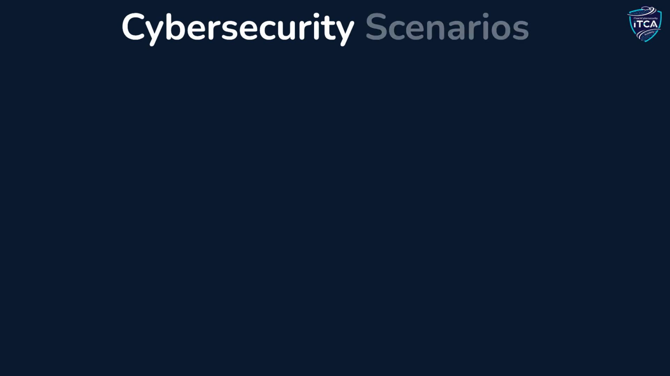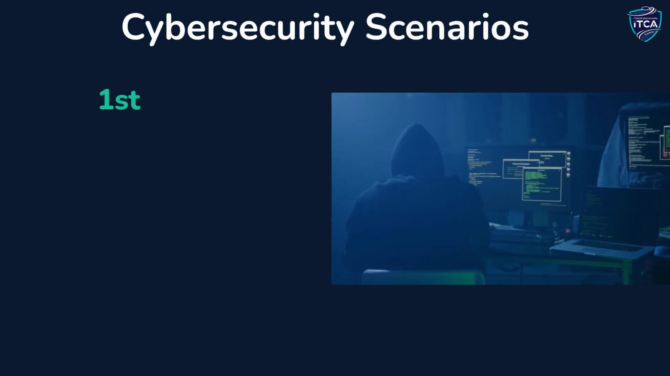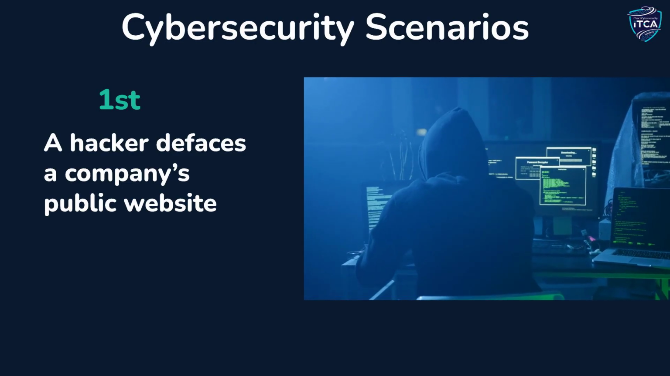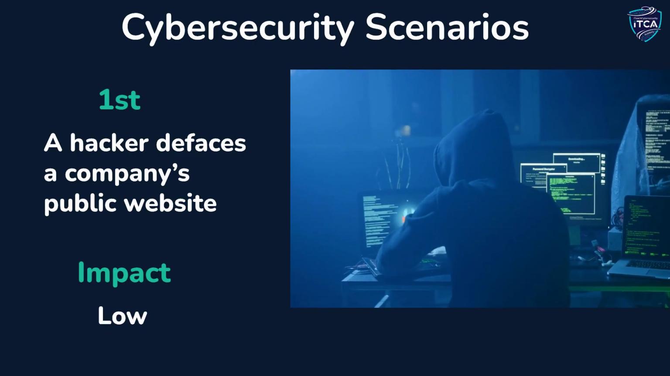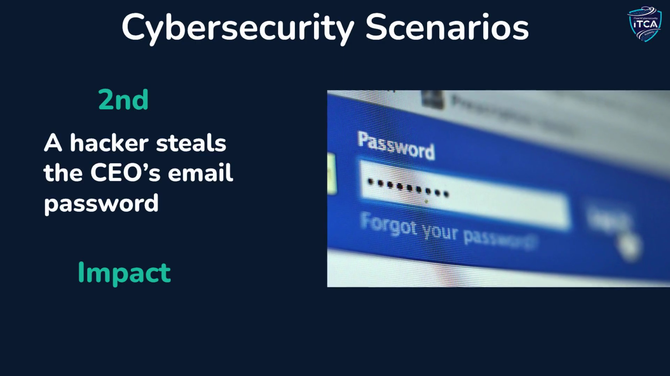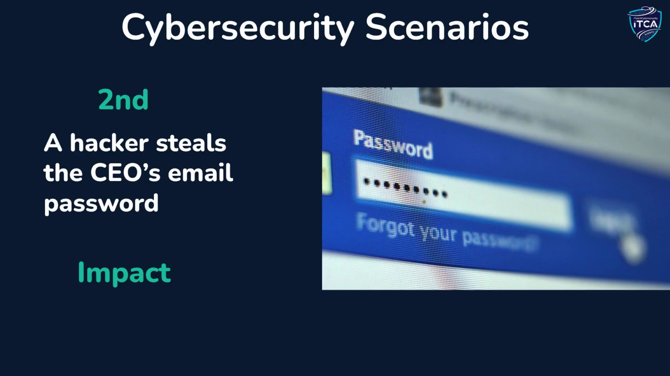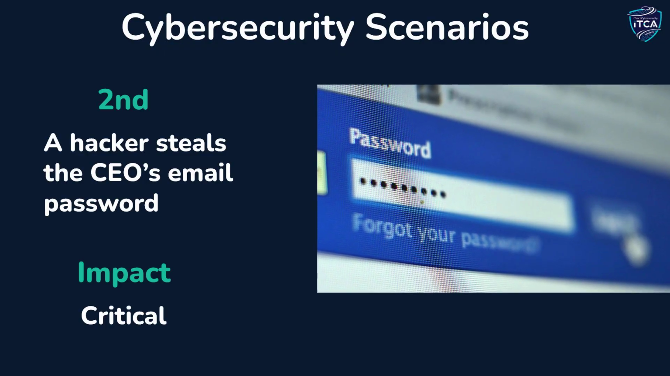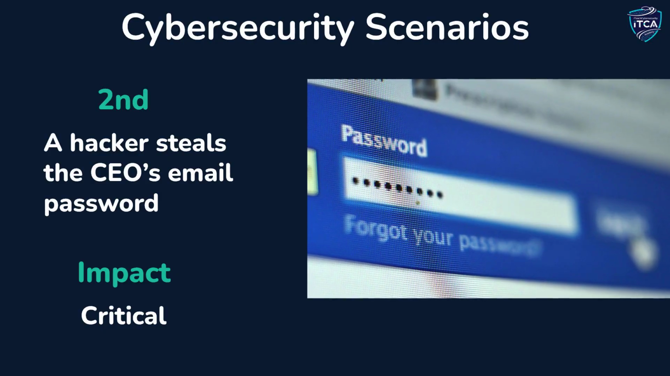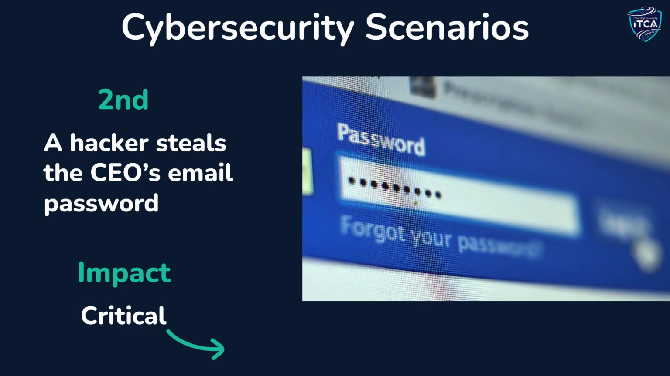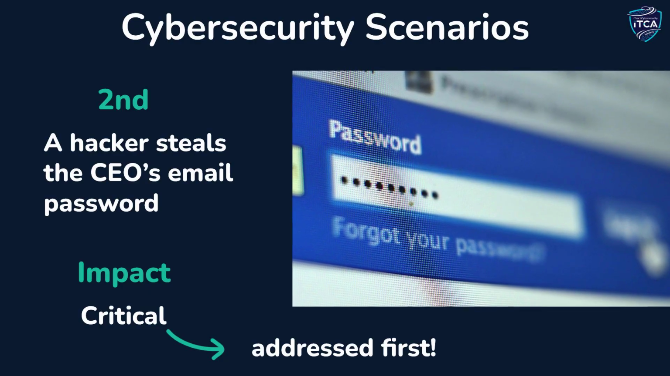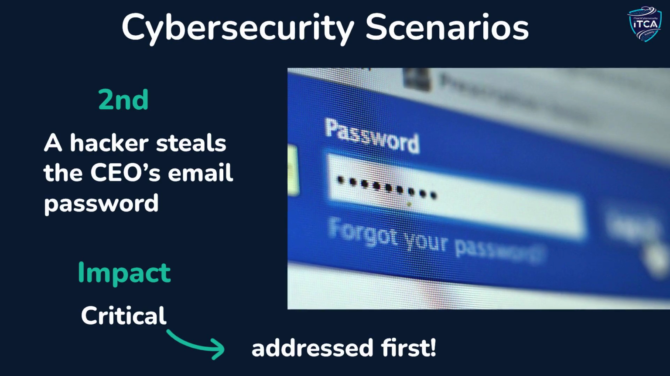Now let's apply this to cybersecurity scenarios. First scenario: a hacker defaces a company's public website. This is likely to happen, but the impact on business operations is low. Second scenario: a hacker steals the CEO's email password. This may be less likely, but the impact is critical because it can lead to data leaks, fraud, and reputational damage. When we place both scenarios on the risk matrix, it becomes clear which risk must be addressed first. This is how security professionals justify decisions to management.